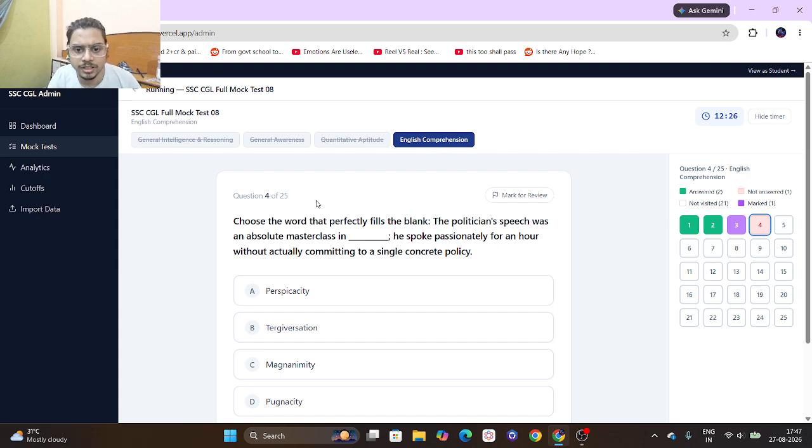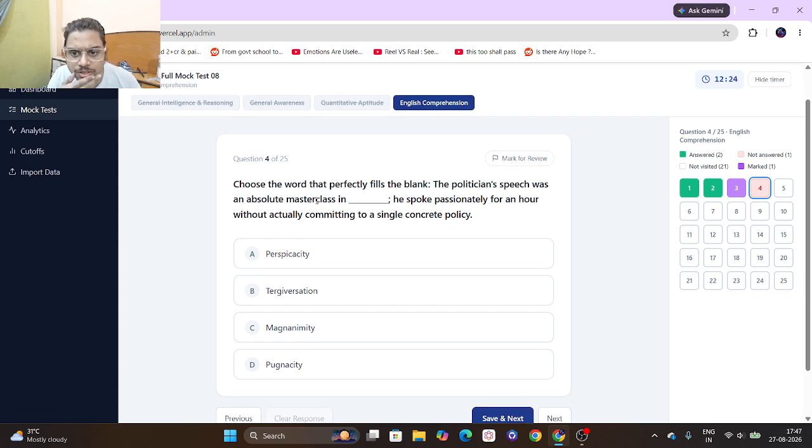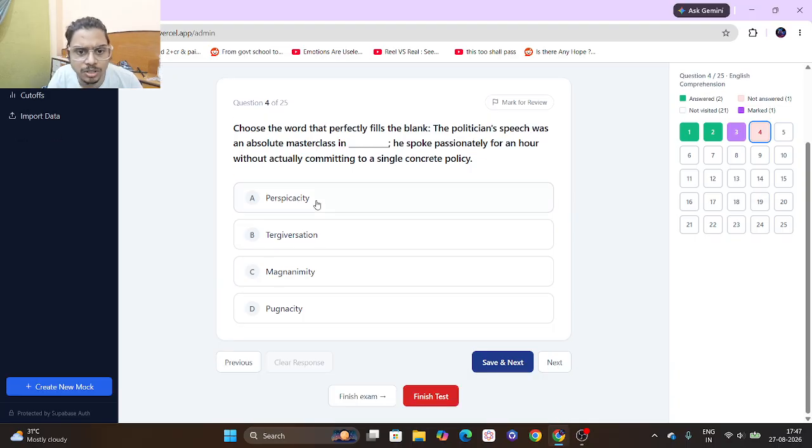Choose the word that perfectly fills the blank. The politician's speech was an absolute masterclass in dash. He spoke passionately for an hour without actually committing to a single concrete policy. Perseveration. Perseveration means talking around the topic, going back and forth. Magnanimity is a very good thing, a big-hearted person.